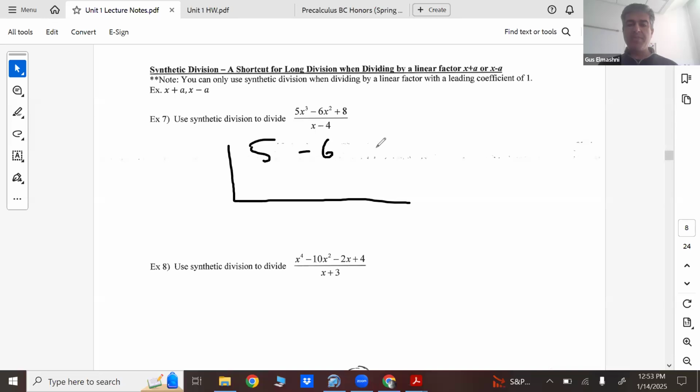Synthetic division looks like this. You guys see how I set this up? Why did I put 4 on the outside? Because of x minus a. What am I really factoring out? x minus 4. If I factor x minus 4, what's my 0? 4. So I put 4 on the outside. And why 0 between negative 6 and 8? Placeholder, thank you, yes. Now the process, in case you forgot, is you bring down the 5, multiply, and add, and you rinse and repeat.